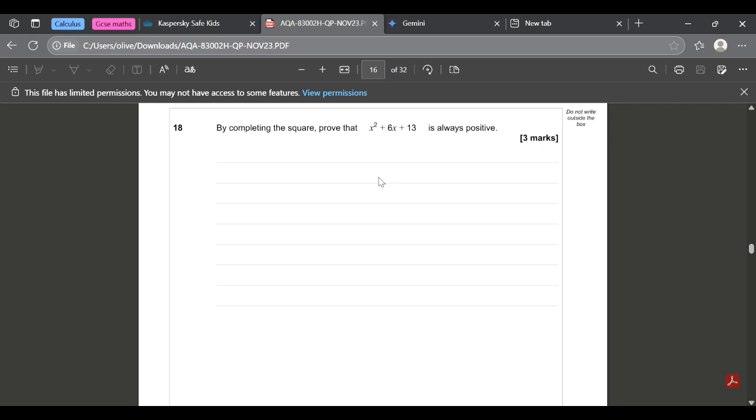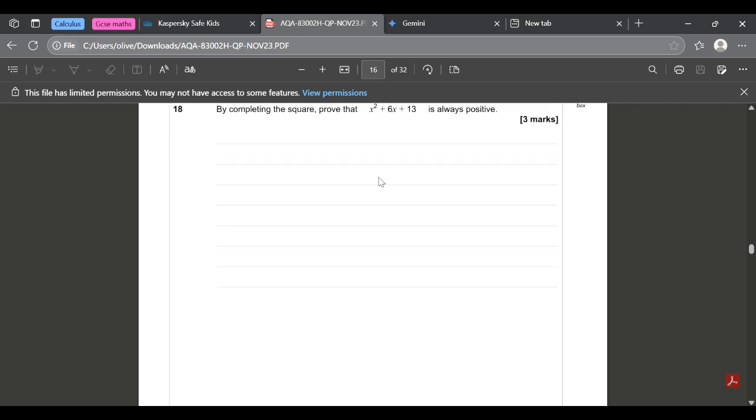And no matter what, if you square x plus 3, even if x was negative 1,000,000, then x plus 3 would be negative 999,997. If you square it, it will be a positive number, and then adding 4 can't make it negative, so that makes it positive.